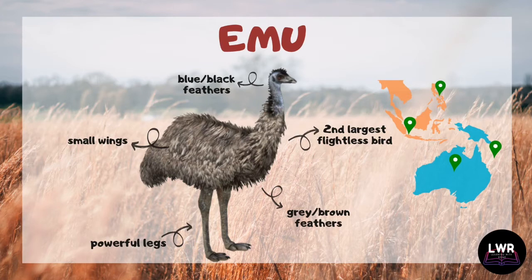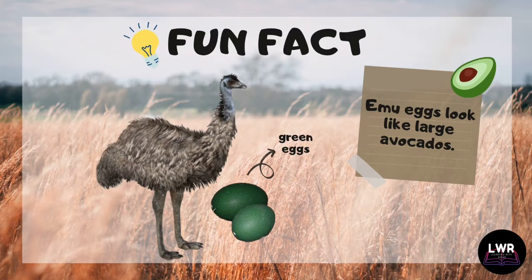An emu is gray or brown in color, while their head and neck are covered in blue or black coloration. They also have small wings and powerful legs, having 3 toes on their feet. Emus can produce booming, drumming, and grunting sounds in their inflatable neck sacs that can be heard for up to 2 kilometers away. Did you know that the eggs of emus look like large avocados?